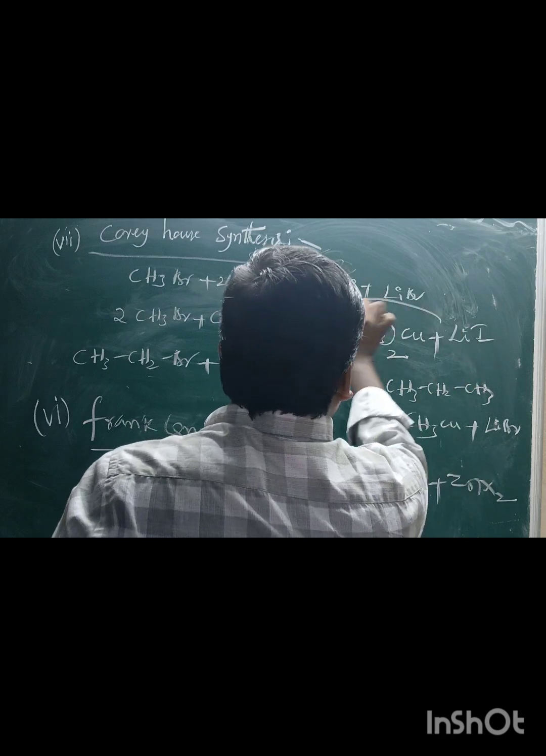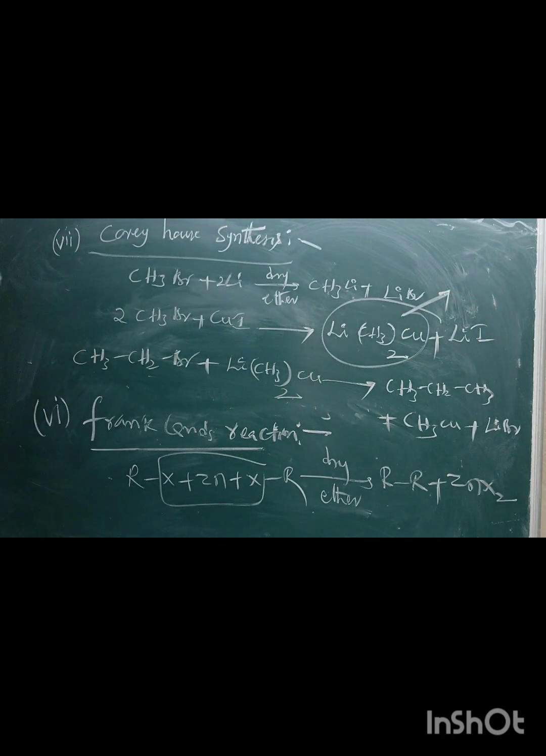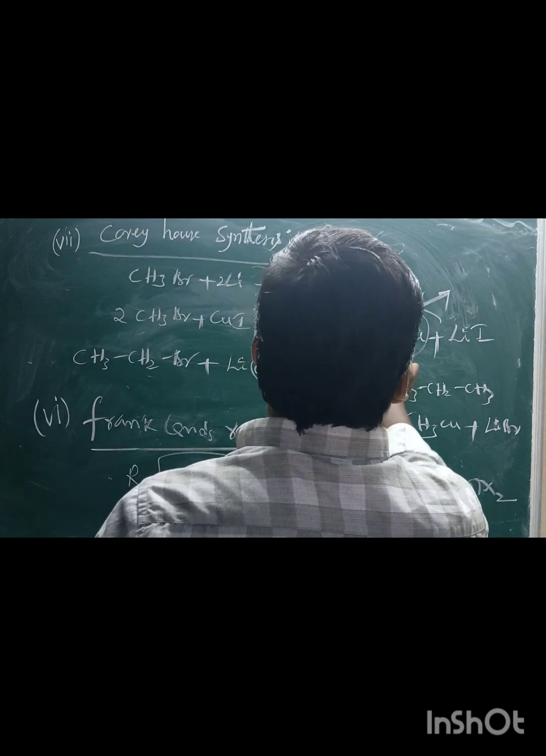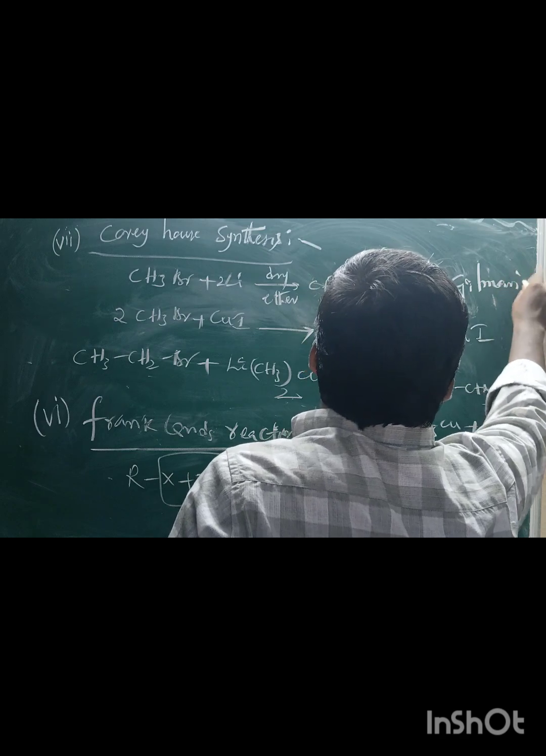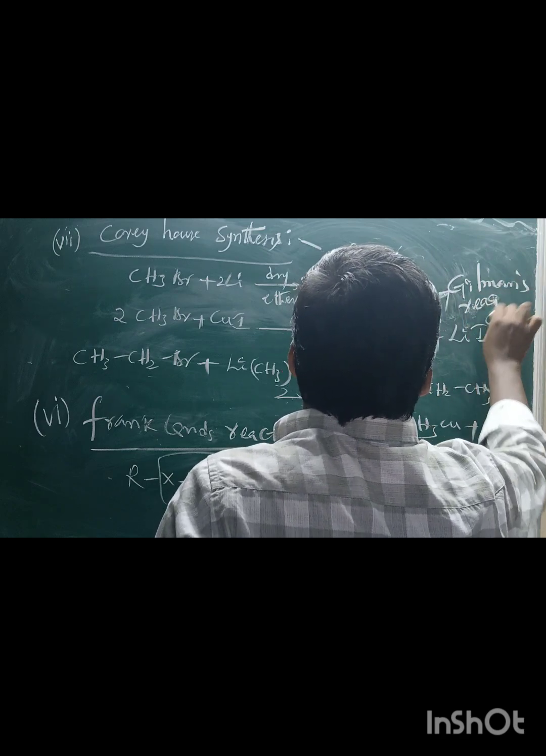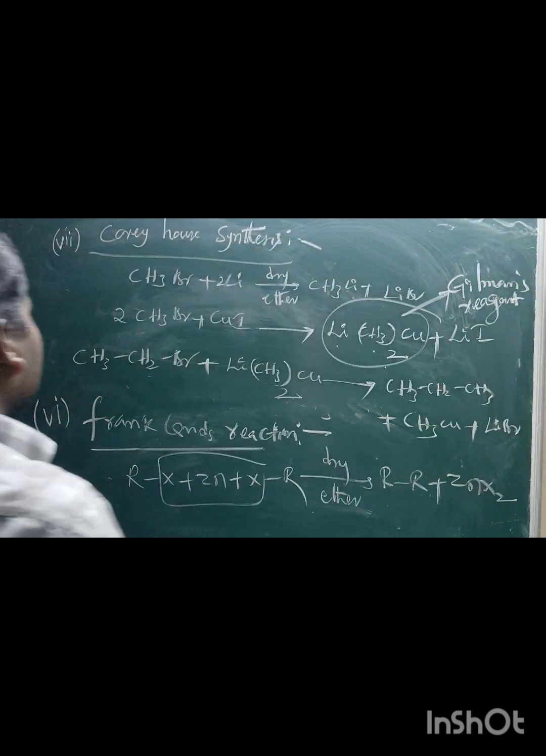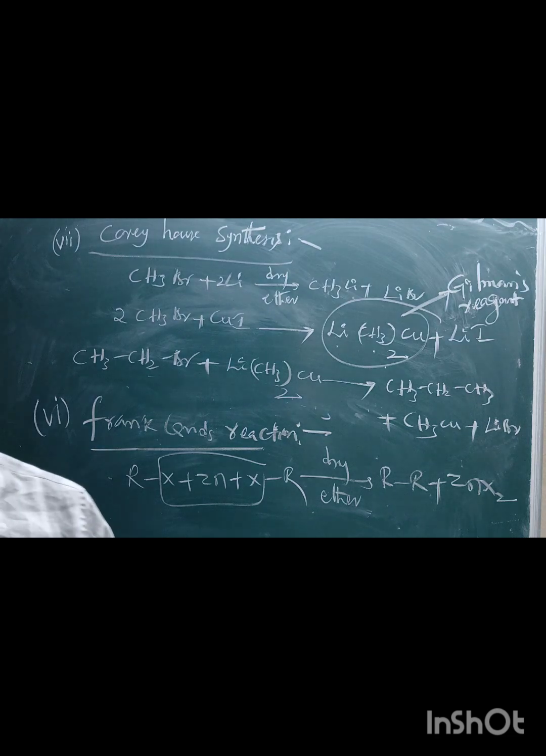Then this reagent is called Gilman's reagent. Lithium dimethyl cuprate is also called Gilman's reagent. It is also one of the preparation methods of alkane. Still one more preparation method is called the Kolbe electrolysis method. It is also most important.